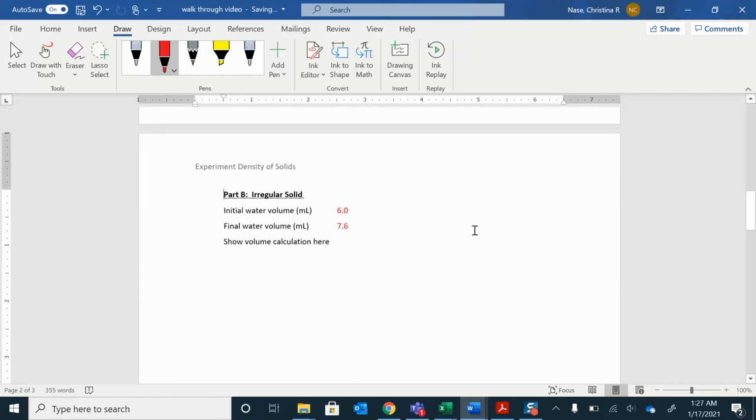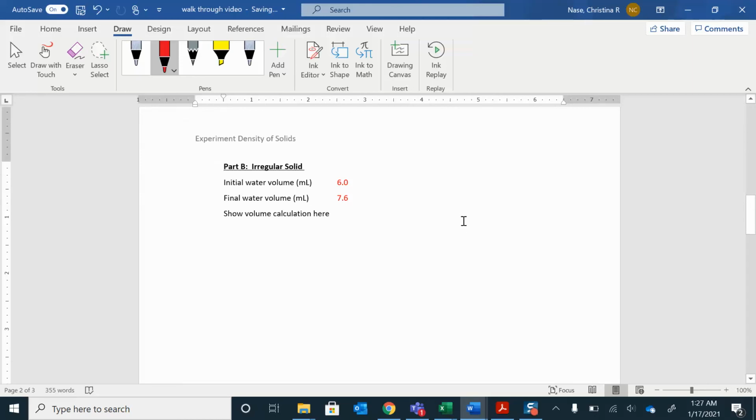Now, if you have an irregular solid, that method's not going to work. We had to use volume displacement. So we dropped our irregular solid. You might have a pin, you might have a screw. Drop that into the water, and you have your initial reading of water, and then you see how much it increases. So my initial reading was 6 mils. And then when I dropped the cube in, it went up to 7.6. So it displaced a certain amount of water. I need to figure that out by subtraction.